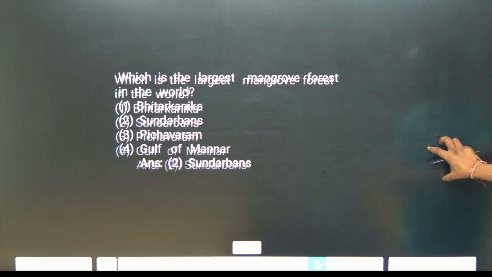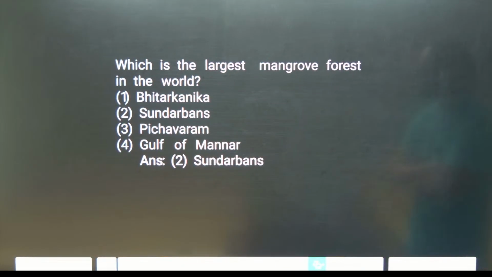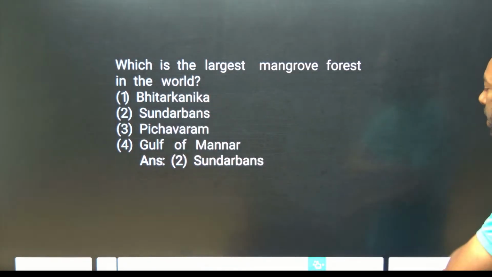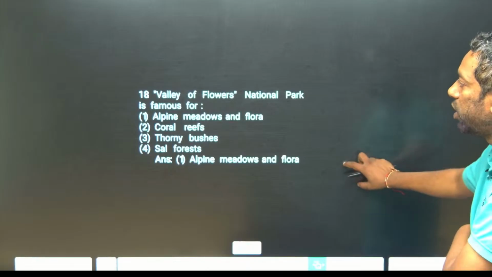Which is the largest mangrove forest in the world? Sundarban. Sundarban, the combination of two rivers, Ganga and Brahmaputra. They created the delta, Sundarban.